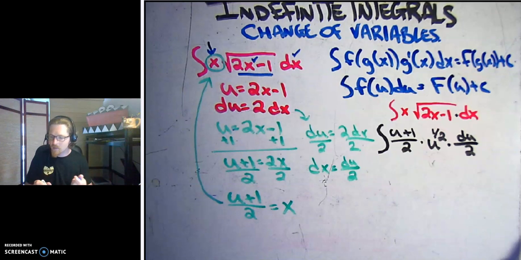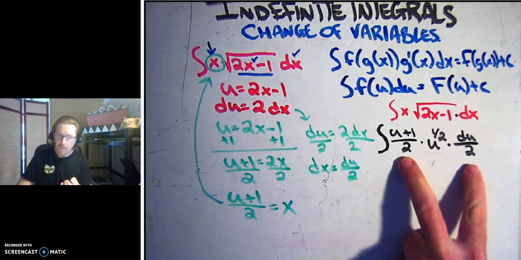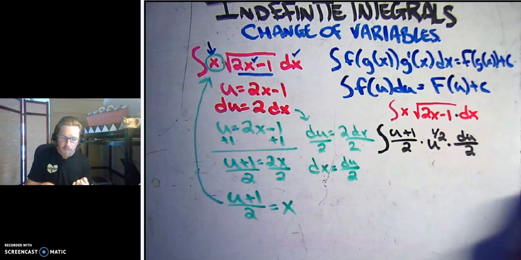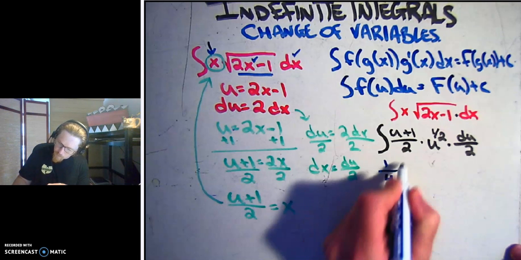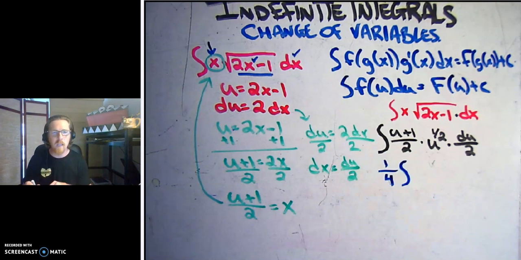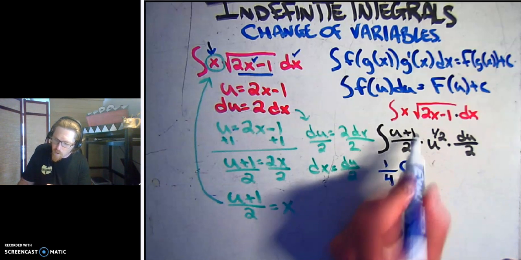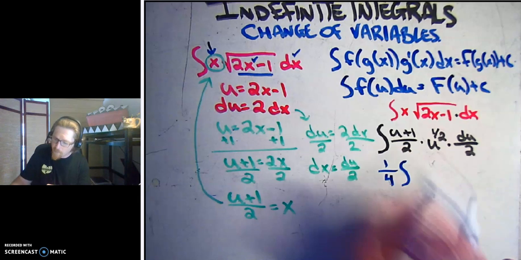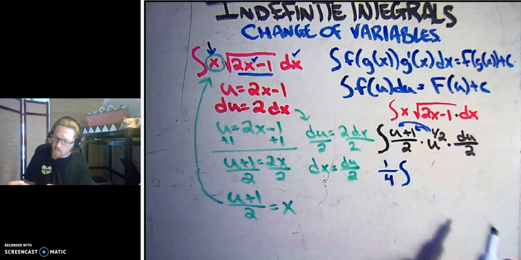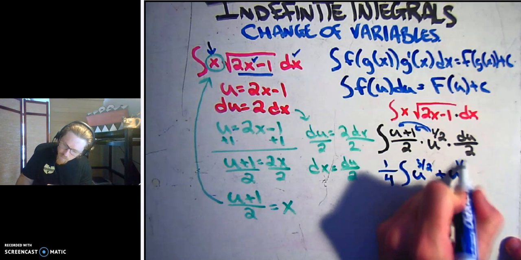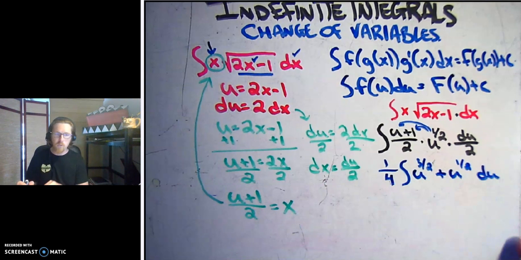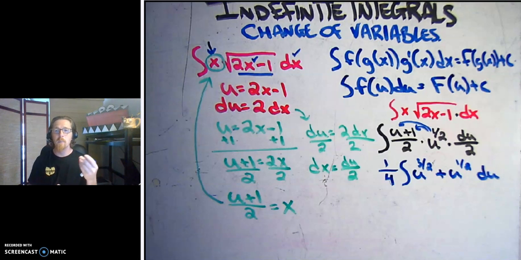Now let me simplify this. I have a constant multiplier of these 1 over 2's, so I'm going to pull those out into the front of my problem. So that constant multiplier of 1/4 is just going to be in the front. We'll deal with that later. Now I have this u plus 1 being multiplied by u to the 1/2, so it's almost like I'm going to distribute. So this is going to give me a u to the 3/2 plus a u to the 1/2, and then my du is still a part of my problem. And now that I've rewritten this with u's, I can just integrate using my power rule.